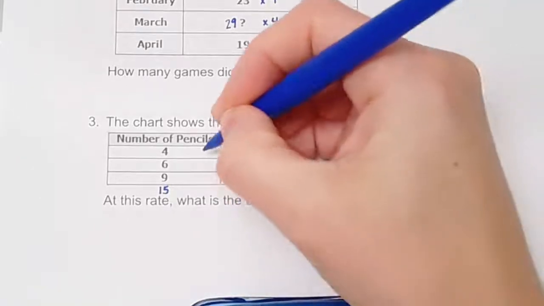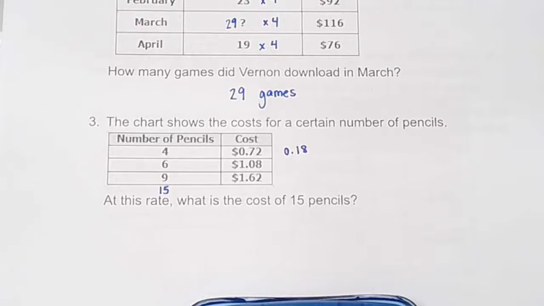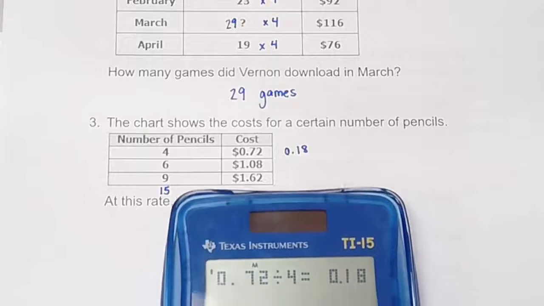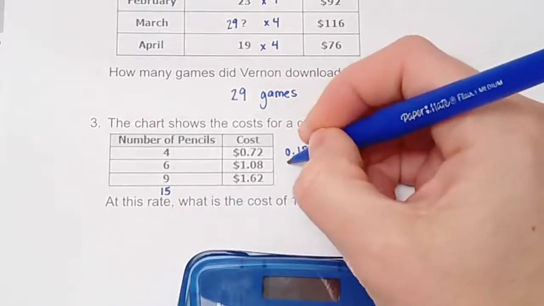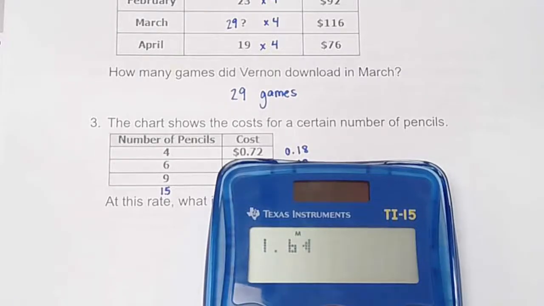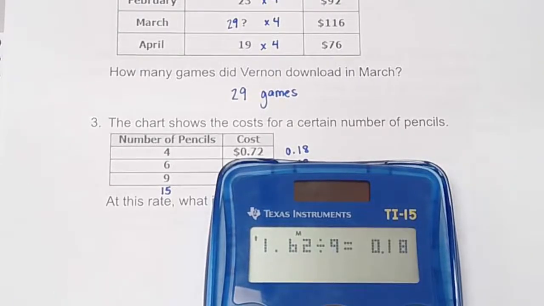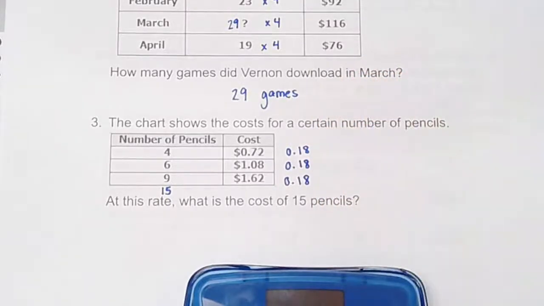Because remember, that might be the common number that's getting used every single time. So let's check the next one. $1.08 divided by 6. Okay, my pattern's looking good, but let's make sure with the last one. $1.62 divided by 9, once again, is 18. So what this is telling me is that for one pencil, it costs 18 cents. If I just wanted to buy one pencil, it'd be 18 cents. So if I bought 2 pencils, it'd be 36 cents. Every time, you're adding that 18 cents.